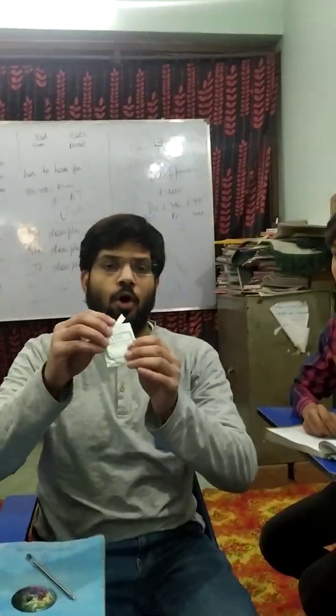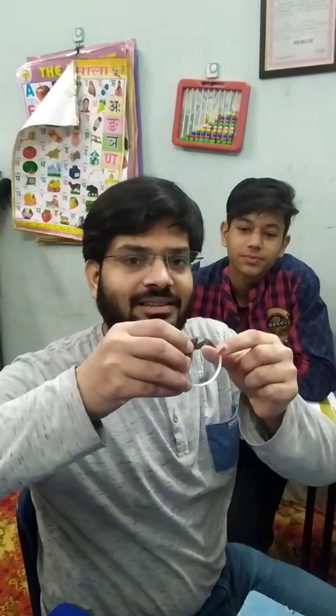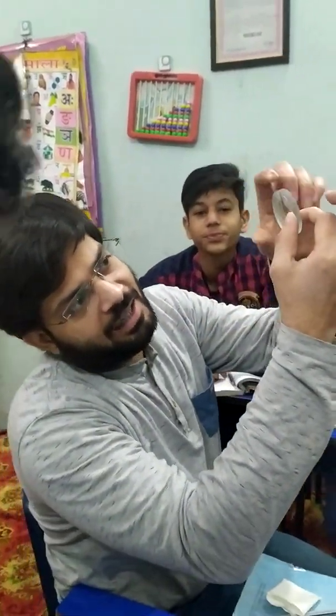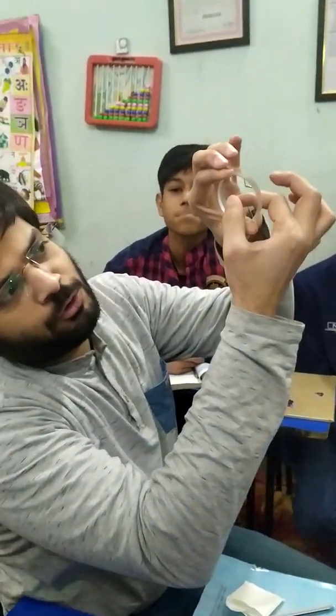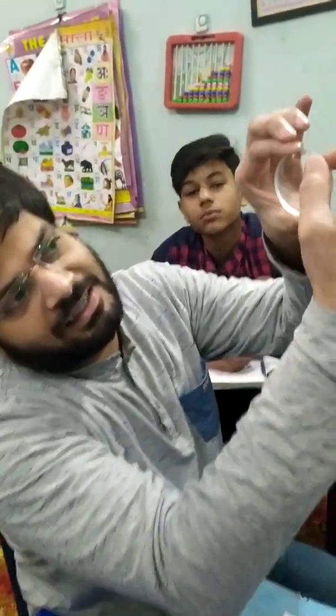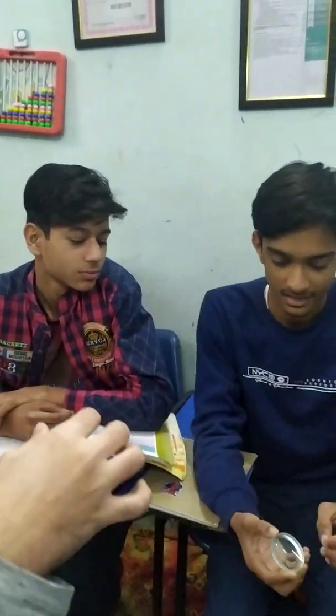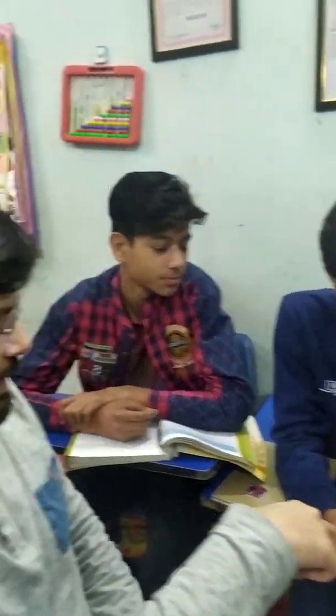This is our concave lens. How can you identify a concave lens? A concave lens is thick at the edges and thin in the middle. Can you see it? Can you verify it? Yes, sir. It is thick at the edges and thin in the middle.